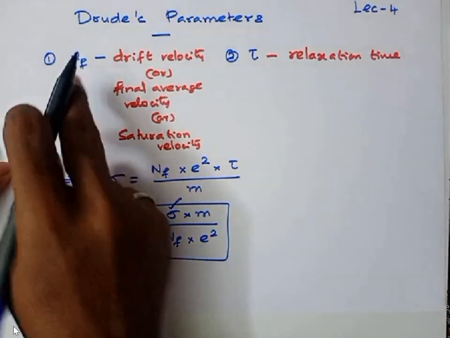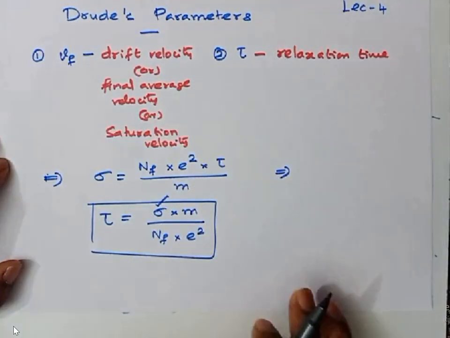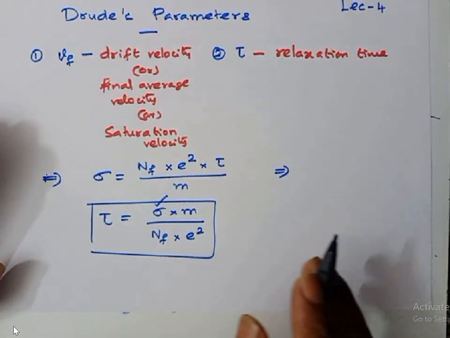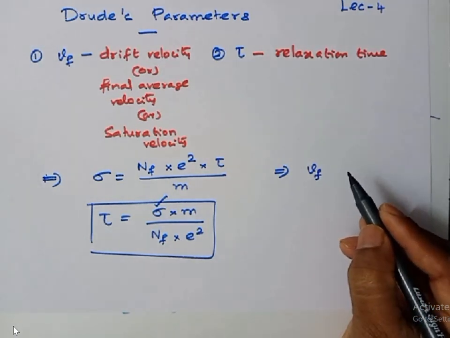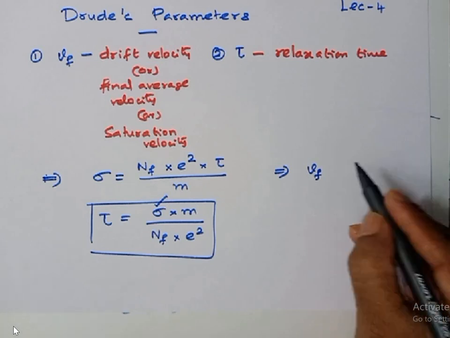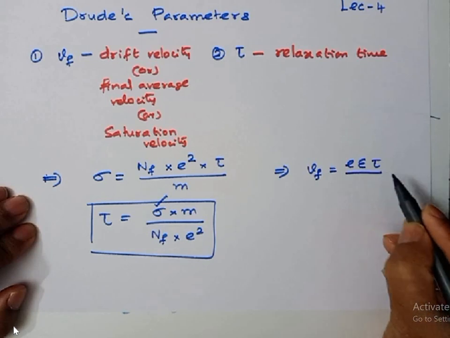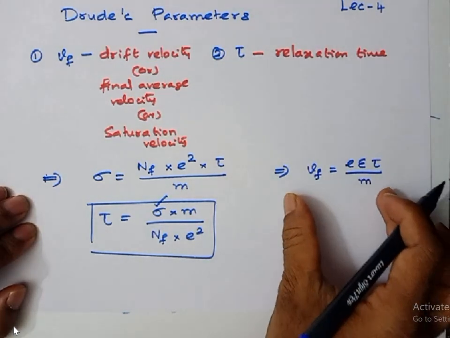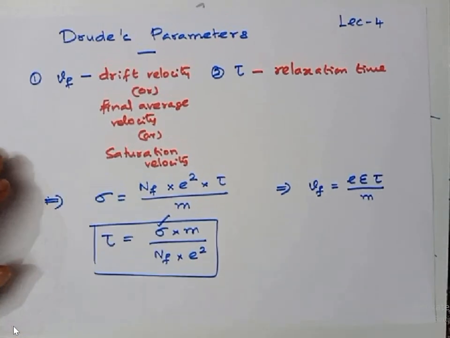Then how to calculate the drift velocity? We have a direct relation between drift velocity and tau, which we discussed already in the last lecture. I am going to give you only the final expression. So drift velocity, also called final average velocity, also called saturation velocity, can be calculated using the formula e into epsilon into tau by the mass of the electron m. Clear?